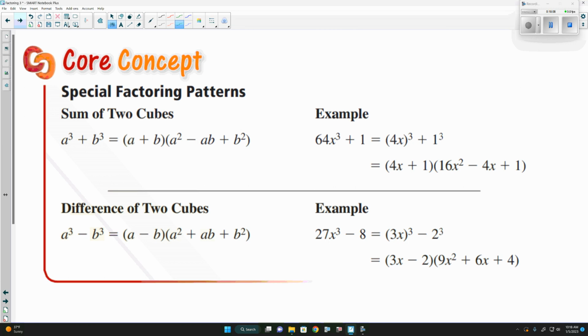Sum and difference of perfect cubes. Now, cubes, we can take the sum of. We can factor the sum of 2 cubes. And we can factor the difference of 2 cubes. And the main reason that this works is kind of going back to the cubed root of negative 1.